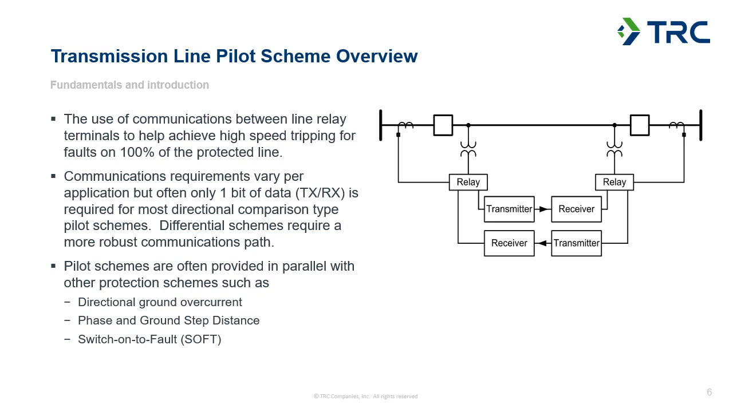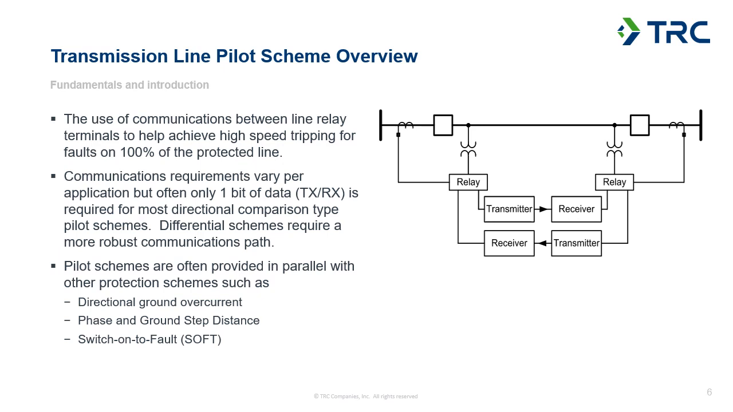So depending on the type of scheme we apply, we're going to have different communication requirements as well. Many historically used schemes, your permissive or blocking schemes that we'll talk about, really just need one piece of information. The relay needs to know if the fault is on the line or not, as seen by the other terminal. Some of the more advanced schemes, like differential schemes, line differential, require a little bit more of a robust communication path. And there's a lot of different options out there that utilities will use for these communications channels, and we'll talk a little bit more about that.